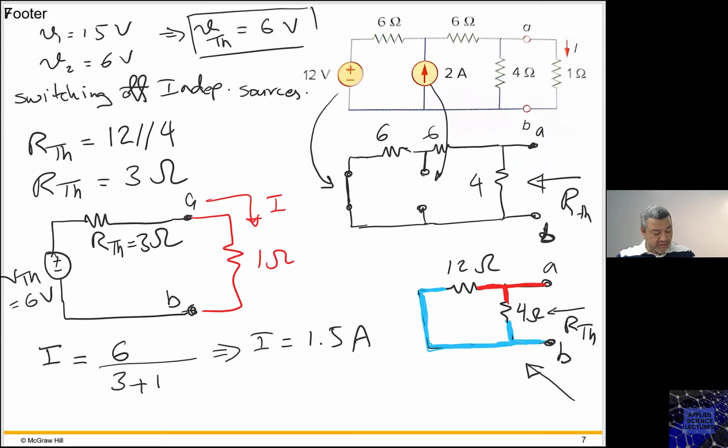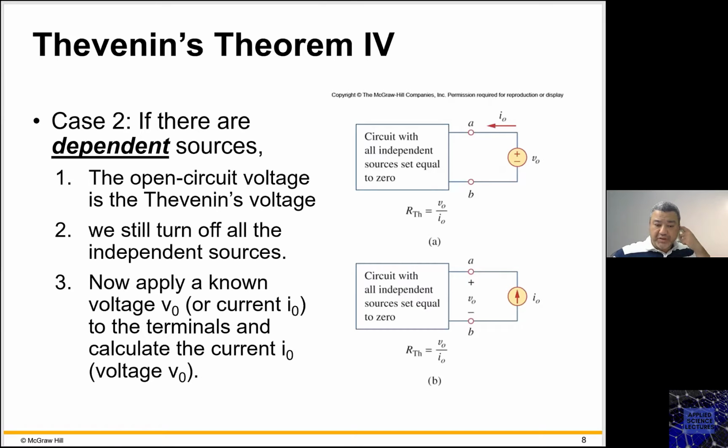Now, let's move to the next example where I have dependent sources. If I have dependent sources, then in this case I cannot switch off the dependent source. There should be another way to find the R Thevenin. The V open circuit is going to be found the same way we have done it for the first case. We need to find the V open circuit, right?